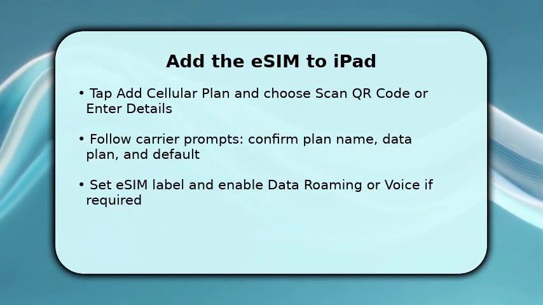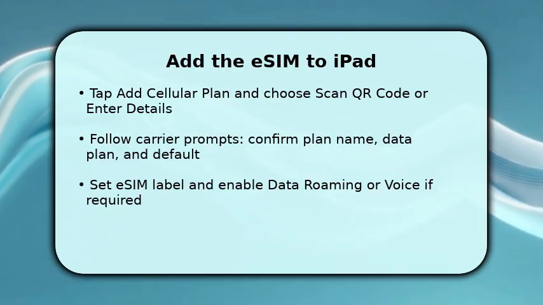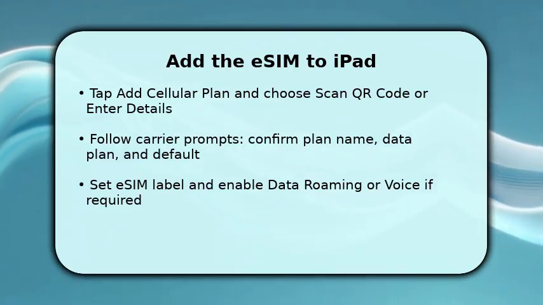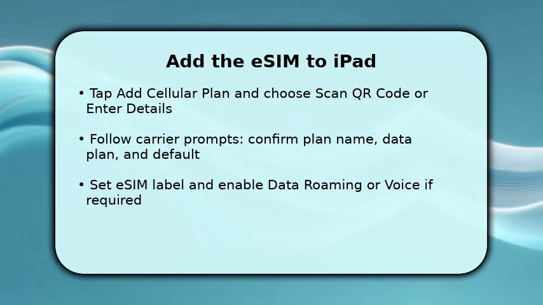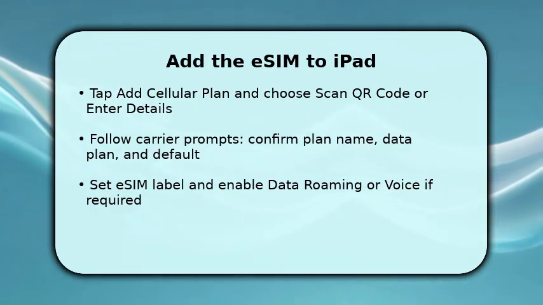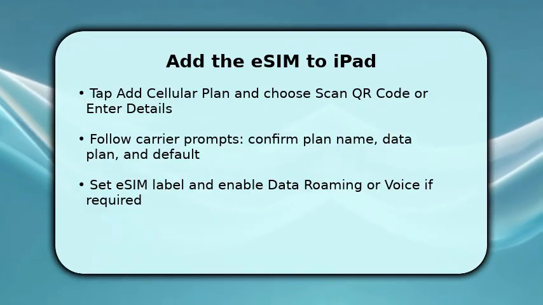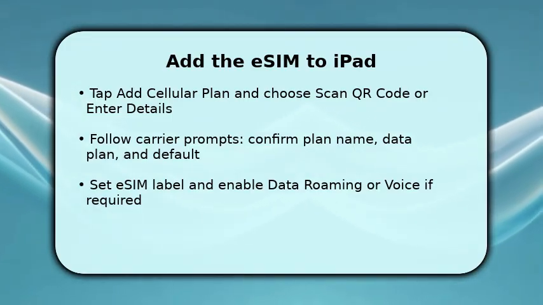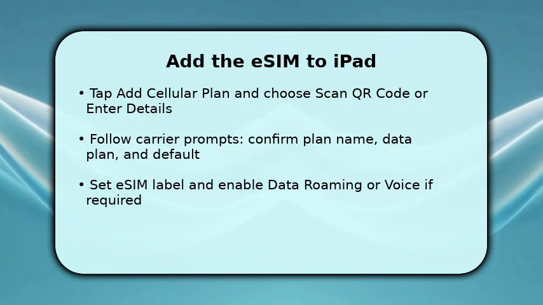As you follow prompts, select the correct cellular plan and assign a label so you can distinguish plans later. This matters if you keep a physical SIM too. Make sure to choose the desired line for cellular data and enable data roaming only if your plan supports it. This prevents unexpected charges while ensuring connectivity.